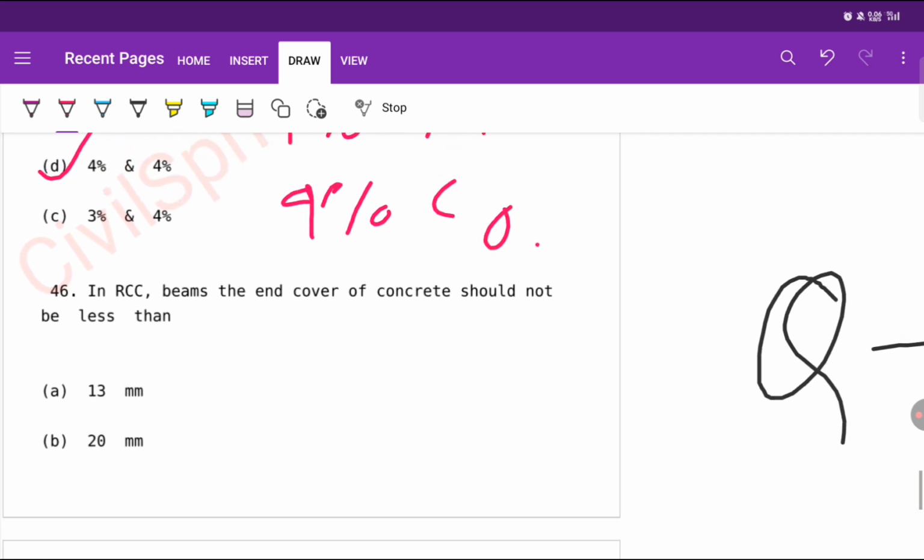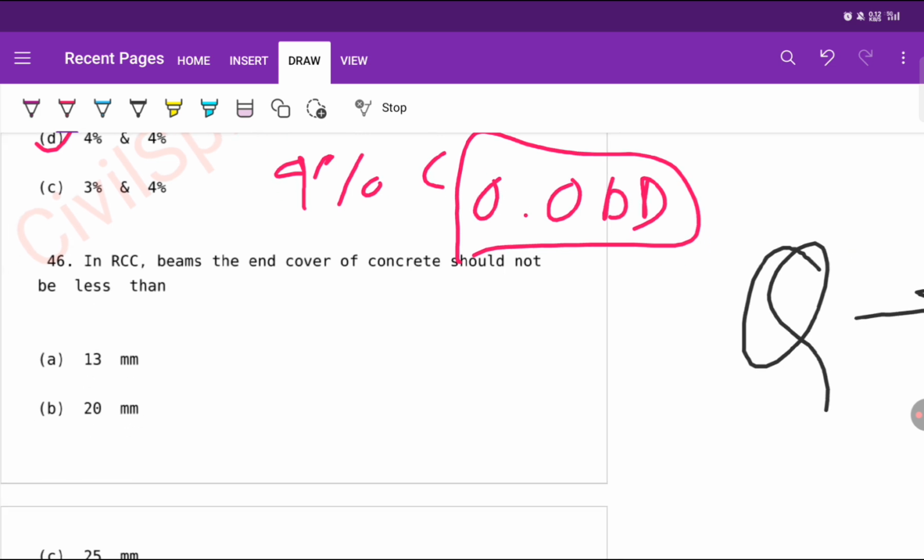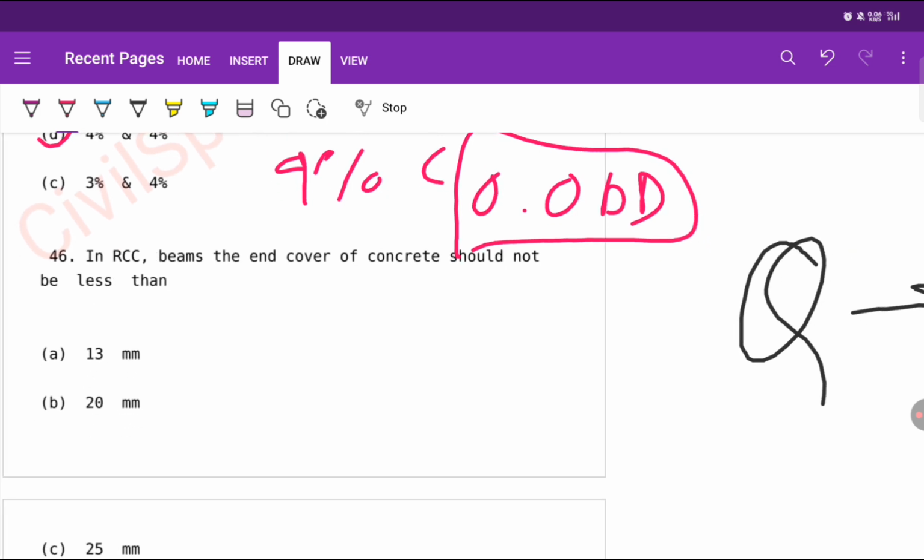That means 0.04 BD. Okay, these things, 0.04 BD.